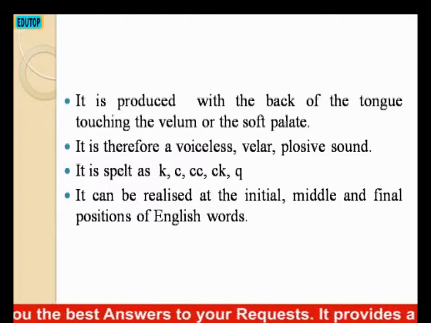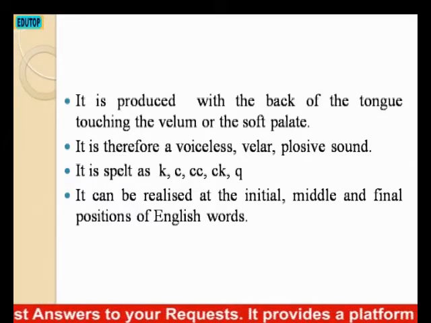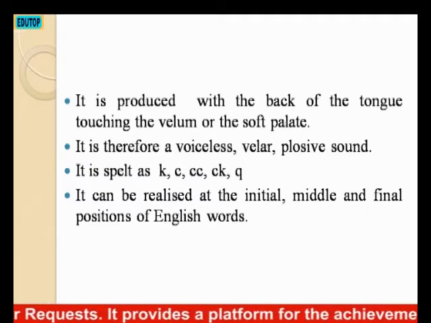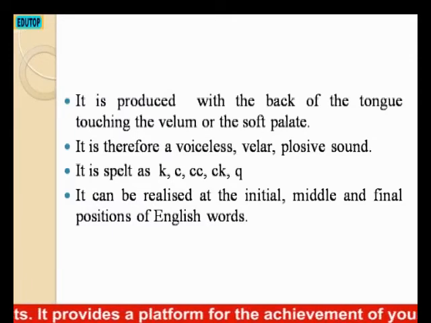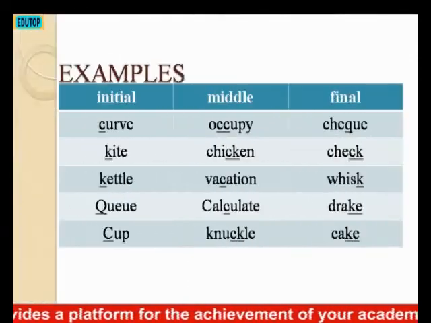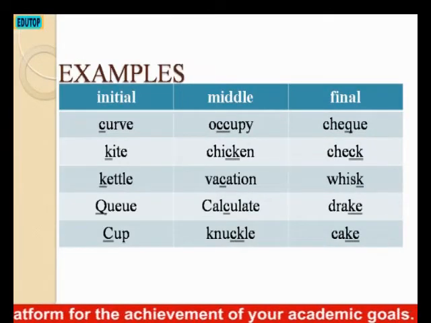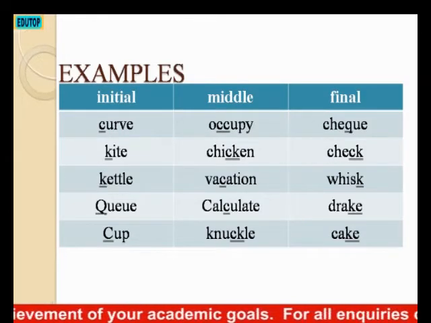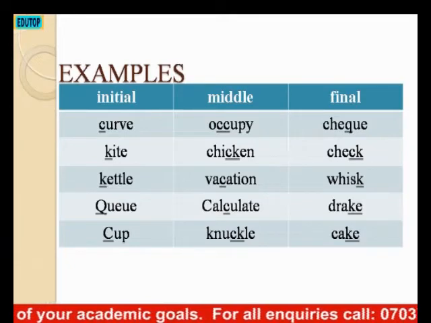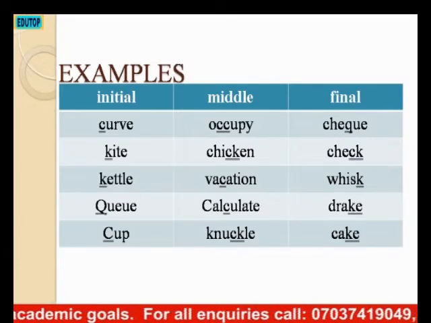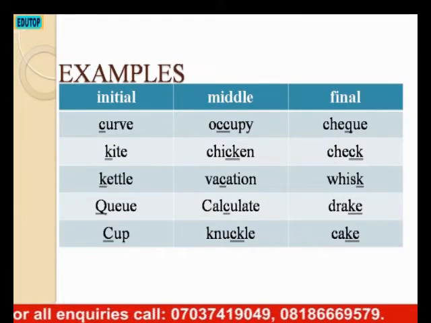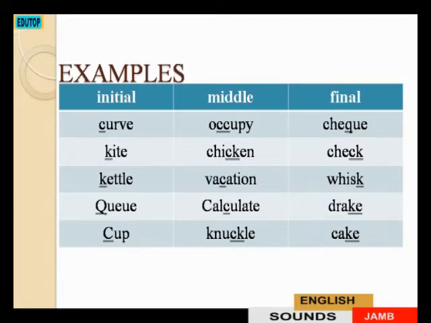And the spellings include K, C, double C, CK, and Q. The sound can be realized at the initial, middle, and final positions of English words. Examples: at the initial position, you can have curve, kite, kettle, cue, cup. At the middle, you can have occupy, chicken, vacation, calculate, knuckle. At the final position, we can have check, whisk, drake, cake, and so on.